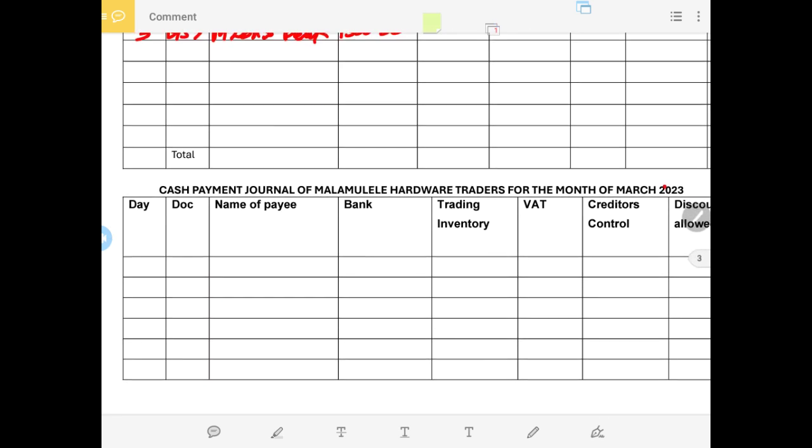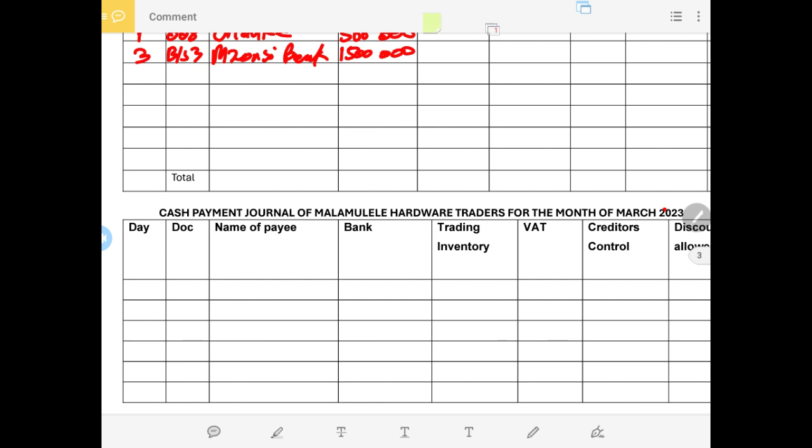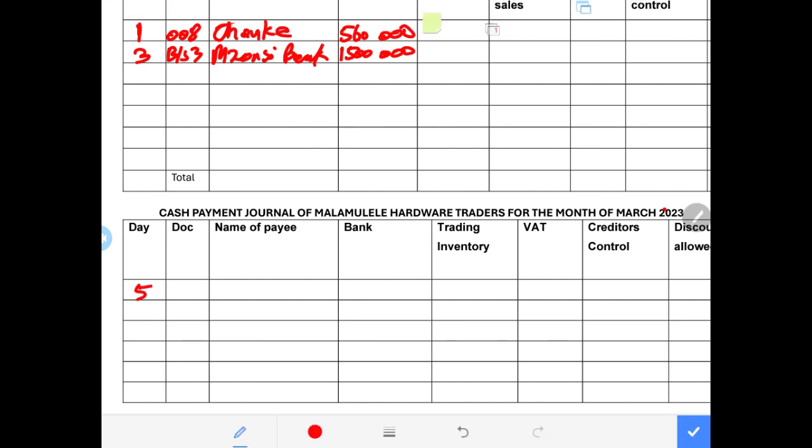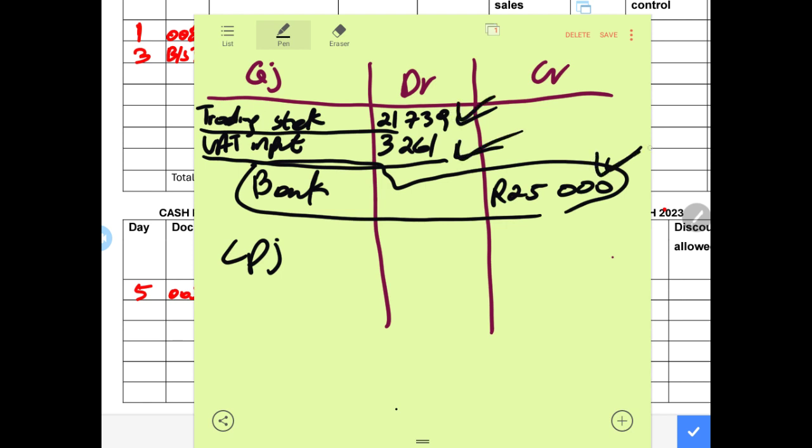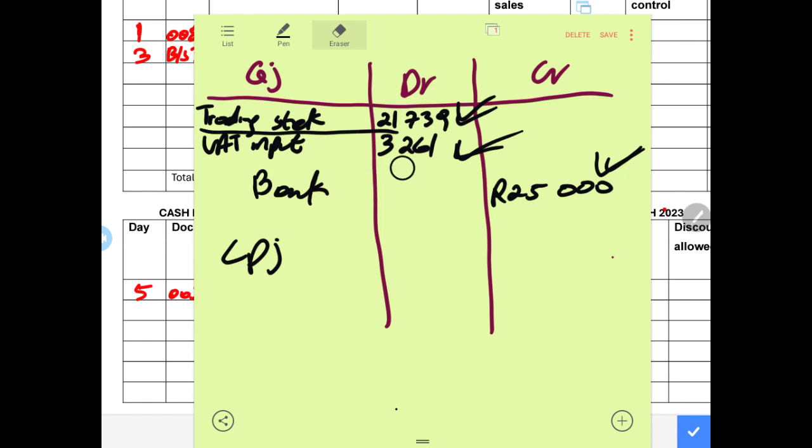In the cash payment journal, this is transaction number 5. If you remember, day number 5, we made a payment. The document was 005. We bought this from Steel Boys suppliers. Bank is what we paid, 25,000. Cost of the inventory 21,739. VAT 3,261. Correct? Yes. We don't have another one. So all these three are recorded in their respective columns. So the sundry column will not be affected.